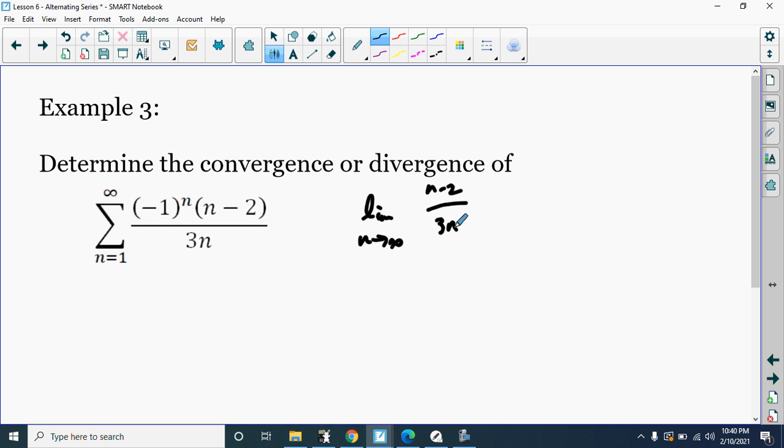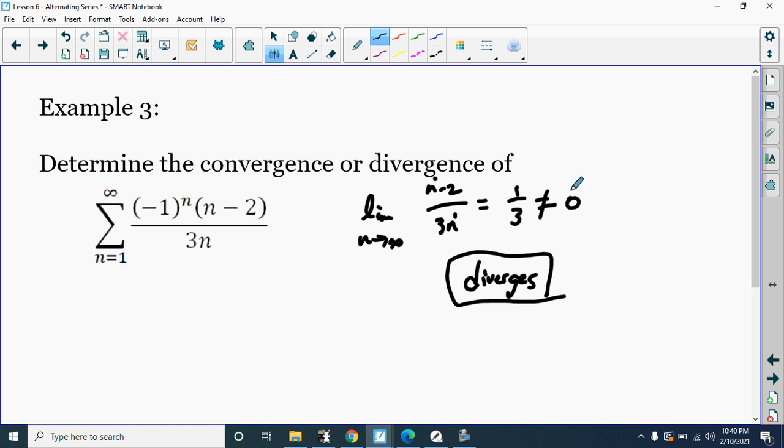You can either use L'Hopital's rule or remember the rule for polynomial divided by a polynomial. Degrees are both 1, so we divide the leading coefficients. 1 divided by 3. 1/3. That is not 0, therefore we can stop right there and say diverges. It does have to meet both conditions.